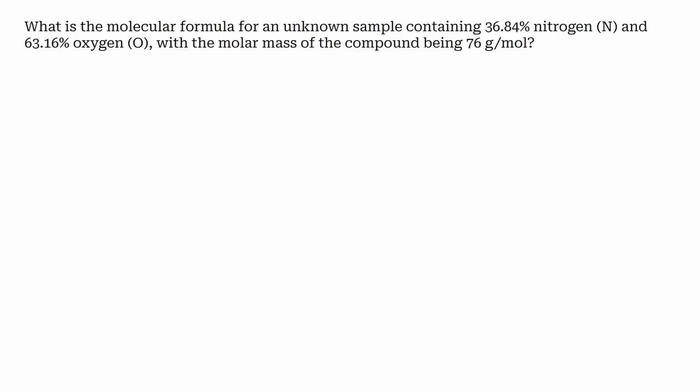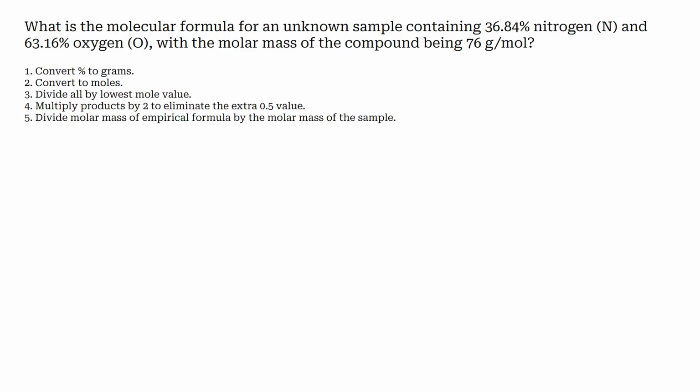Alright, so this third question is actually slightly different. What is the molecular formula of an unknown sample containing 36.84% nitrogen and 63.16% oxygen, with the molar mass being 76? So starting out like always, we convert from percentages to grams, so 36.84 grams of nitrogen and 63.16 grams of oxygen.